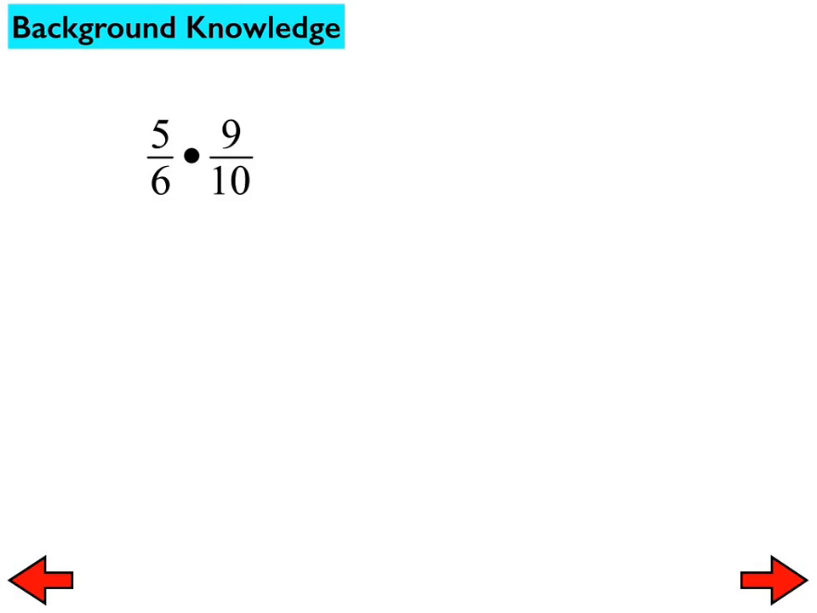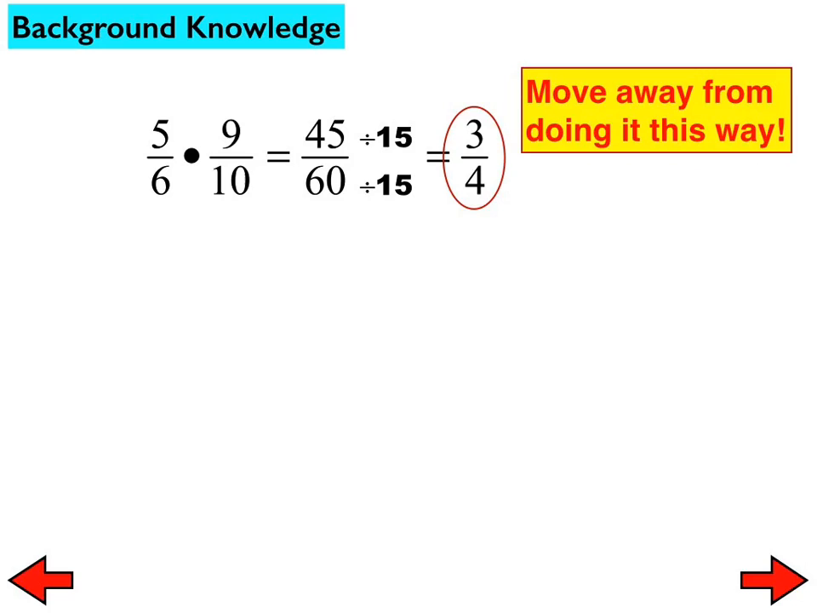A little bit of background knowledge. One of the things that I've tried to fix since the beginning of the year, fix things that you learned in the 6th grade. A lot of you like to just multiply straight across. Well, I'm telling you right now, that's not a good strategy. And the reason is because as the numbers get bigger, it makes it harder to reduce, and it takes a lot longer. So we want to get out of multiplying fractions this way. We want to move away from doing it that way.